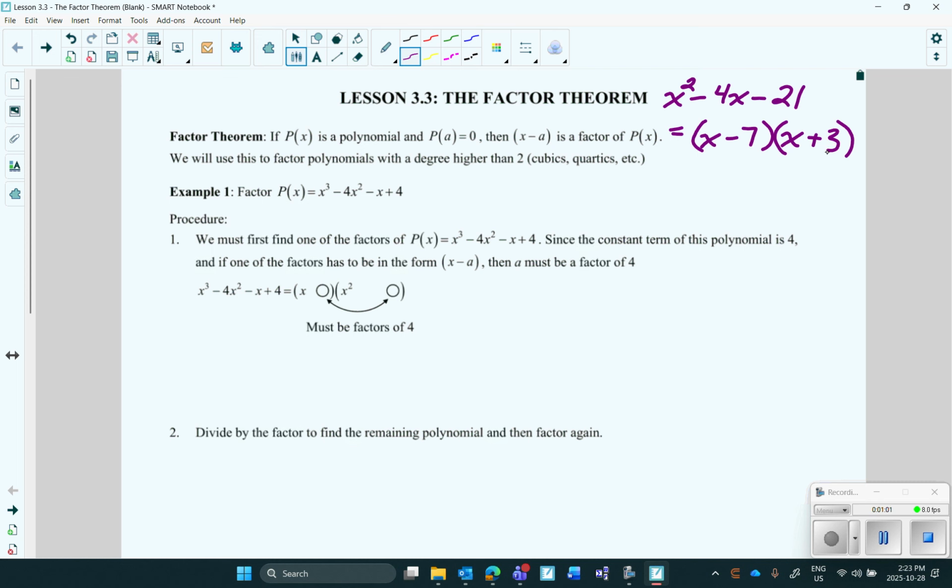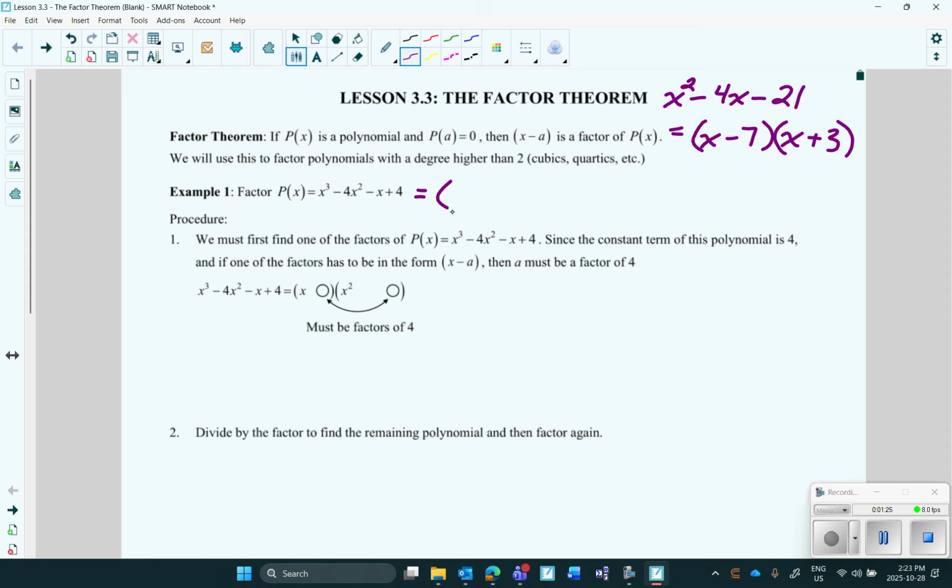We took a trinomial where the highest exponent was 2, where it was degree 2, and we factored it into 2 binomials. We're taking it one step further now. We're taking a 4-term polynomial where the degree is 3.